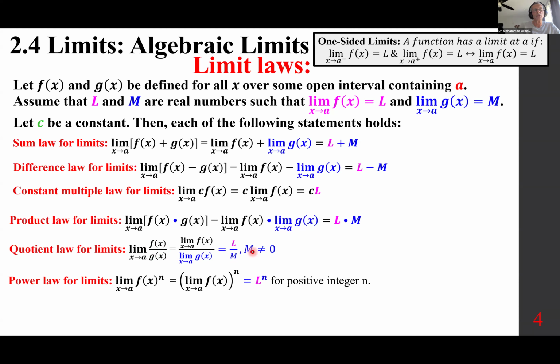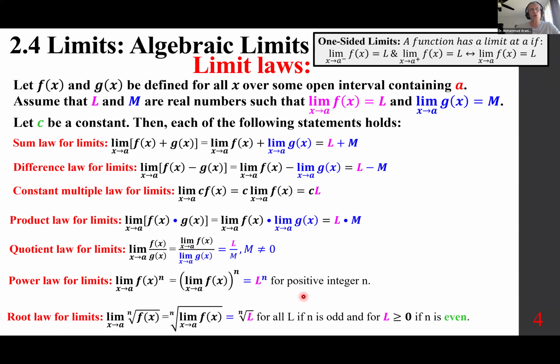The power rule: the limit of f of x to the power of n as x approaches a is the limit of f of x as x approaches a, raised to the power of n, which becomes L to the power of n for positive integers, and the roots also work out in the same manner. As far as the roots are concerned, when n, the index, is odd, there are no limitations. If n, the index, is even, then L must be non-negative, greater than or equal to 0.